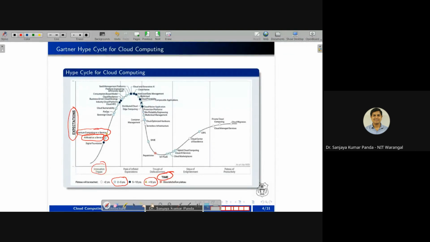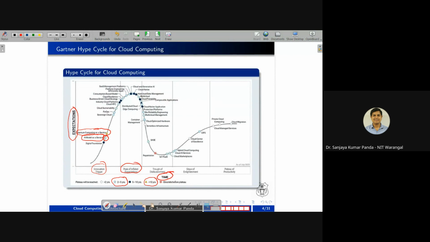Similarly, after the innovation trigger, we have the peak phase. Over a period of time, if a technology is providing you a lot of advantages with less cost and better flexibility and scalability, definitely the technology will come into the peak period.